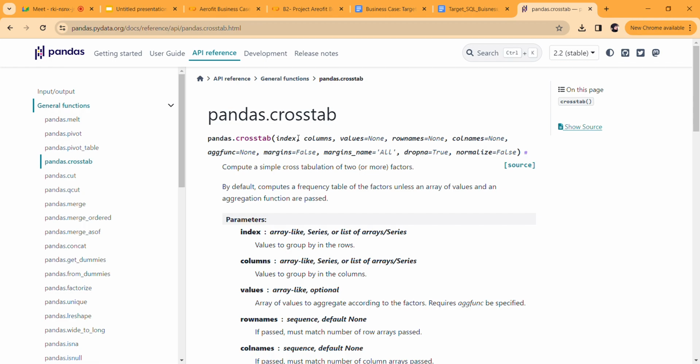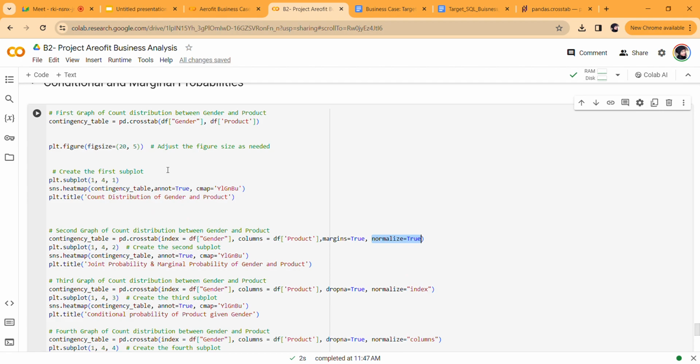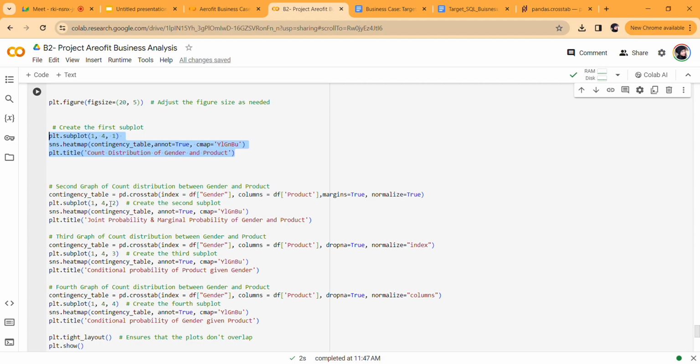Here you can see the different things that you can pass. I can pass the index, I can pass the columns. If you don't specify which is index and which is column, it will automatically take the index and columns in order. Since I have passed the first data here as gender and product, it has taken gender as the index and product as the column. So this is the first contingency table I have created, and I have used this in the first graph. Now I am creating the second contingency table.